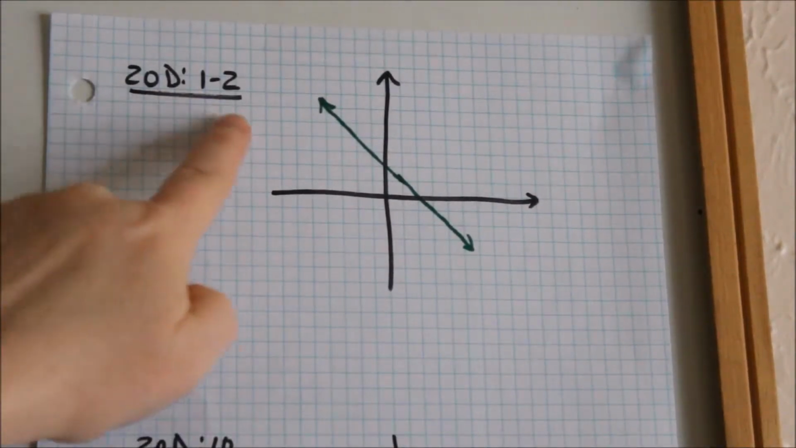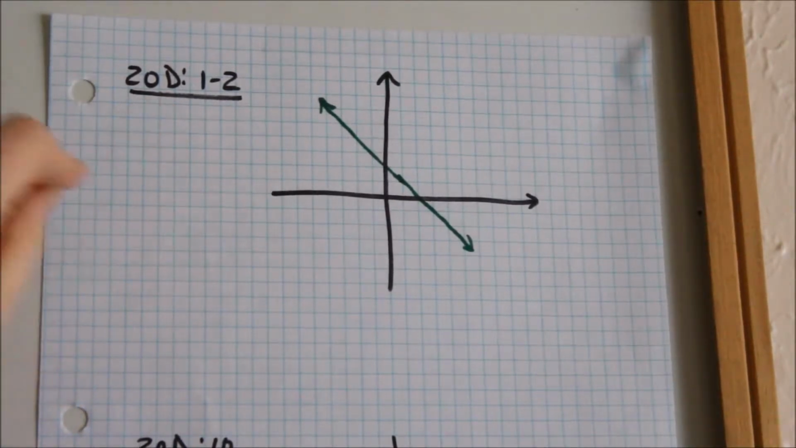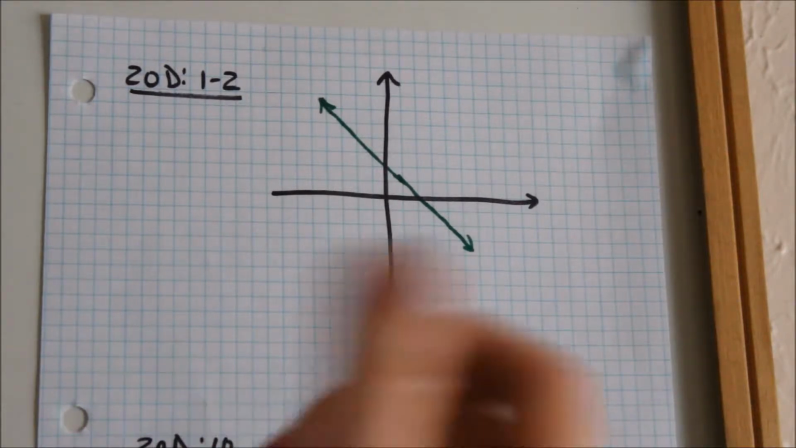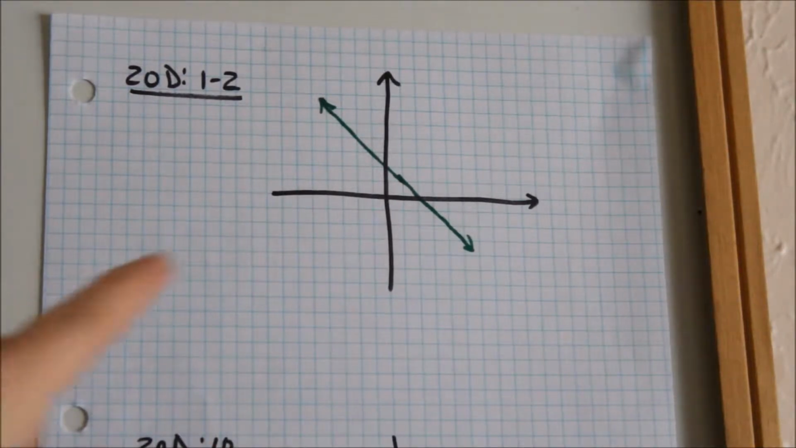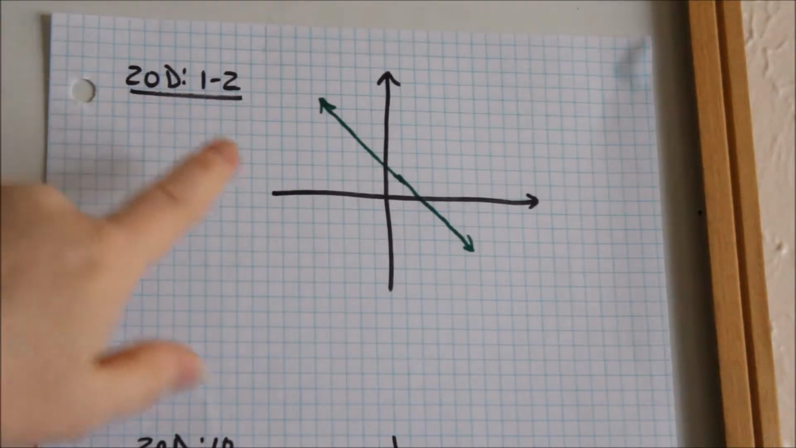Okay, we're looking at 20D 1 through 2. The problem actually says estimate M, which represents the slope, and it also says estimate B, which is the y-intercept. Okay, the key word is estimate. Anytime you're graphing, it's usually an estimation. So in a minute, we'll actually be calculating the slope and the y-intercept.